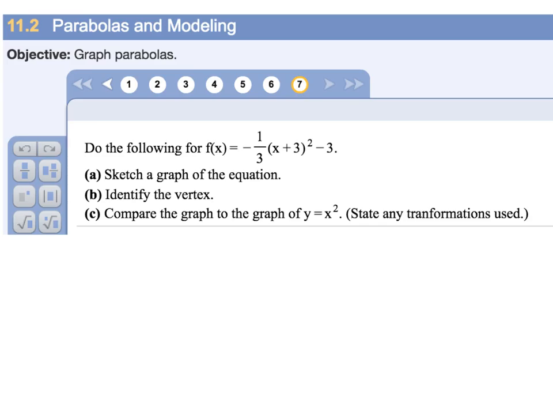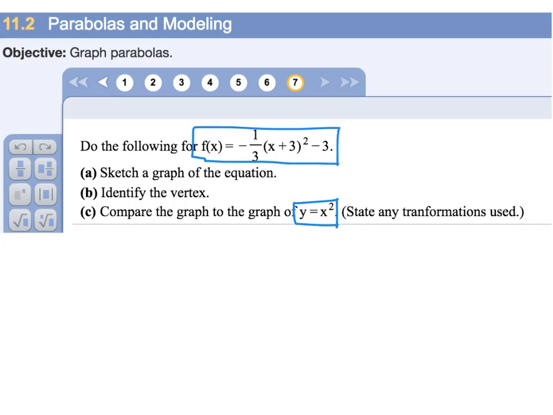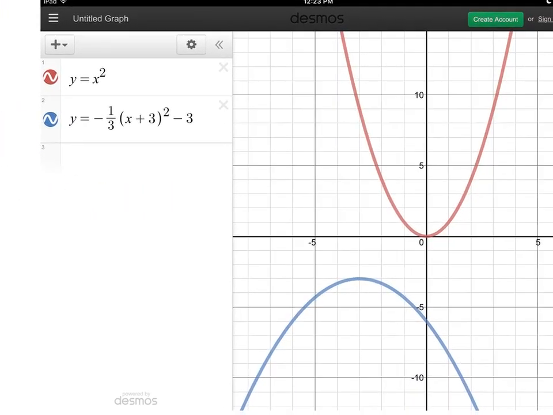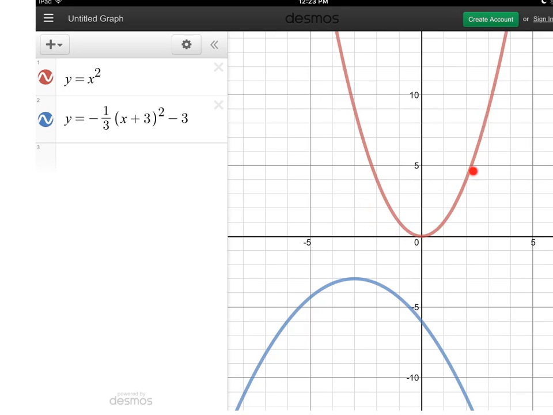All right, last one. Here's our home function. Here's our transformed function. We're going to graph both of those on Desmos, and when we do that, we see here's our home function, here's our new function. This is the transformed function right here. And let's highlight our home function. We'll do that in red. So when I highlight our home function and notate where its vertex is, there we go.